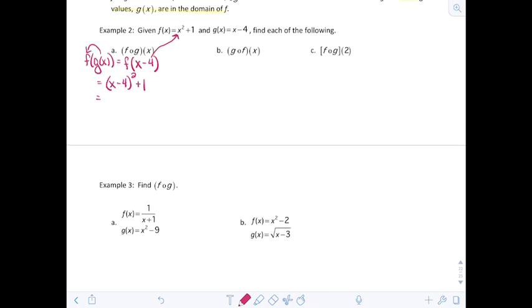We're going to FOIL x minus 4. So that would be x squared minus 8x plus 16 plus 1, and that gives us x squared minus 8x plus 17. And that would be our f of g of x. The domain, there are no restrictions on the domain for any of those steps, so from negative infinity to infinity.